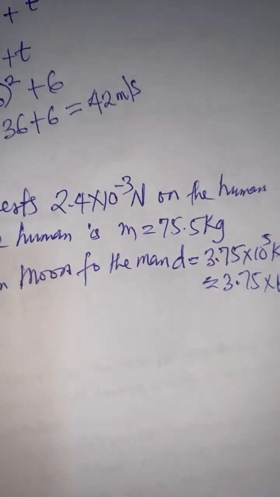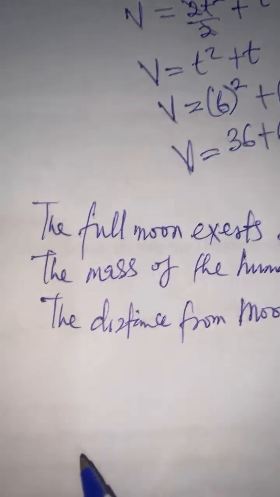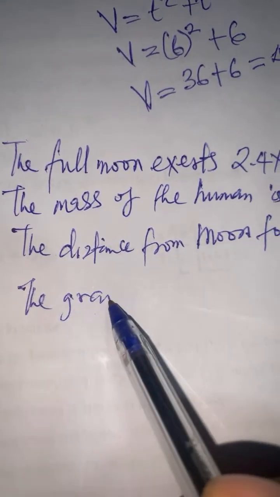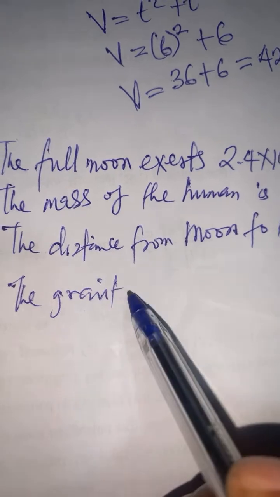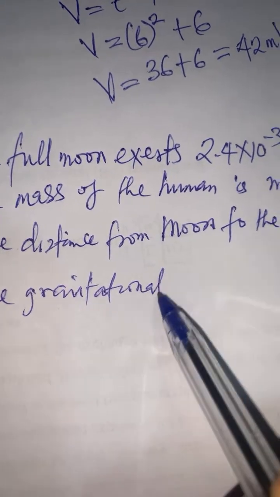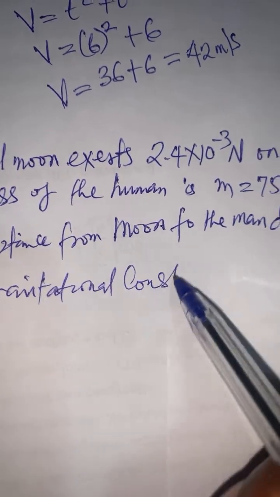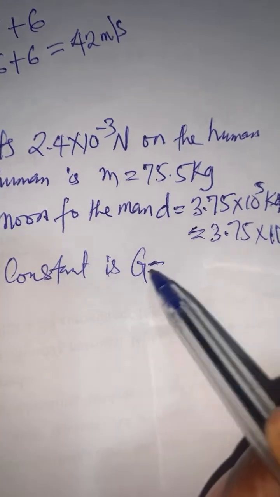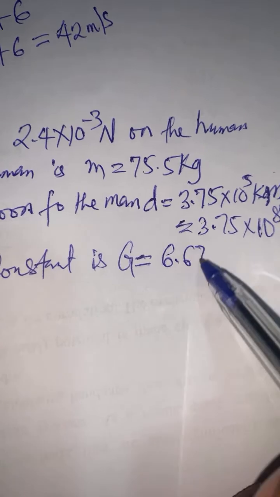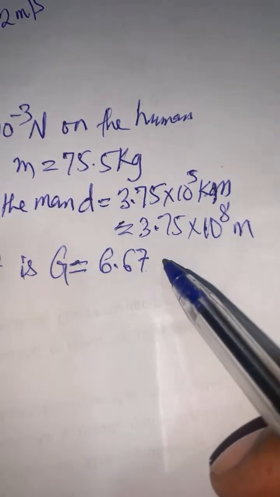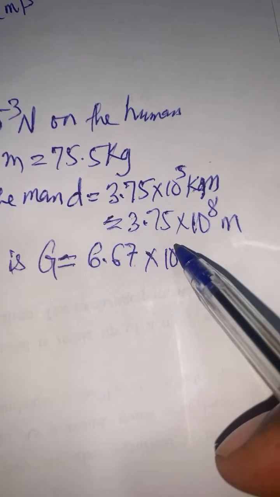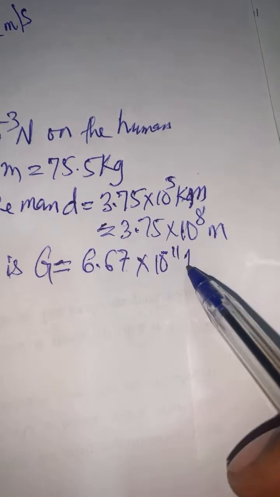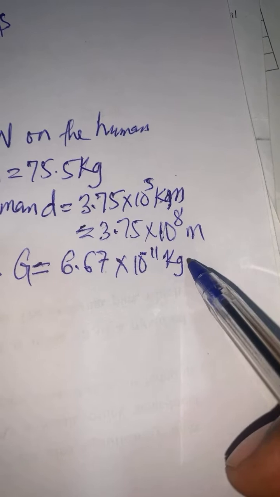I hope you grab. All right, the next thing is the gravitational constant. The gravitational constant is capital letter G equal to 6.67. Of course, you should know this. Usually it comes in your exam. What is the gravitational constant? Some people usually have it to be plus 11. It's not plus 11, no.